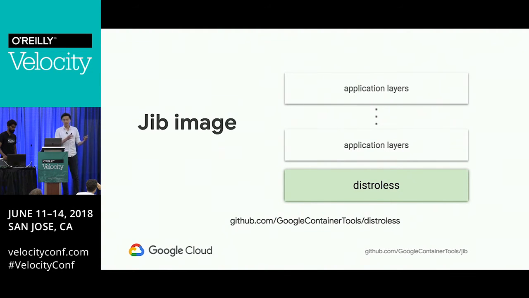So compare this to Alpine, for example, which is a popular base image recommended by Docker. Alpine is still a Linux distribution. It's just a tiny Linux distribution. Distroless, on the other hand, doesn't include package managers, shells, or any other unnecessary programs, but just what is necessary.